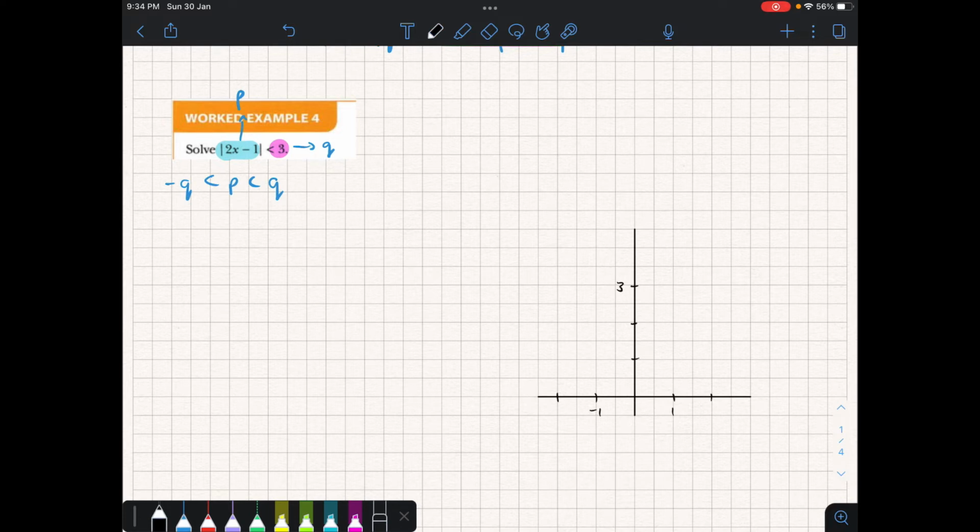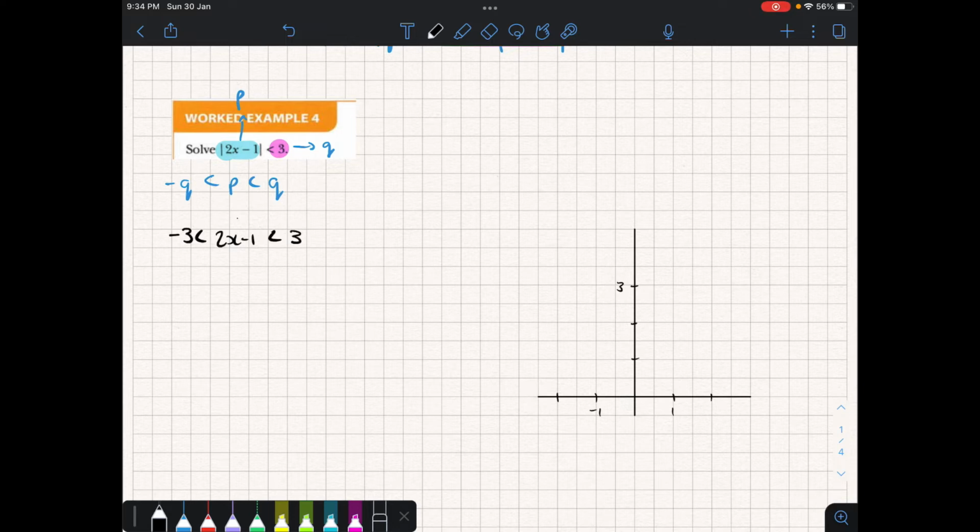So we're going to put p in the middle, and we're going to put positive q on the one side, and negative q on the other side. And from here, we're going to solve on both sides of the inequality. And just like an equation, when we do something to any one of these three parts, we have to apply it to the other parts.